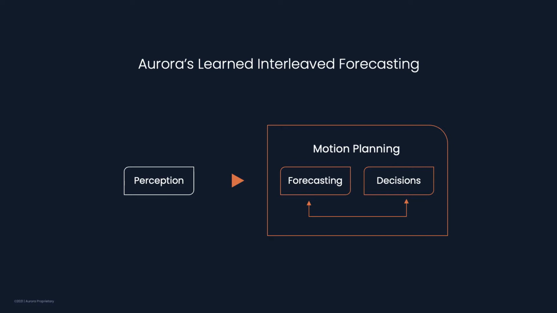At Aurora, we've built our system from the ground up to reason about all of these interactions. Instead of the traditional cascaded approach, where the AV plans its movement after forecasting the movement of other actors, we take an interleaved approach to forecasting, which allows the Aurora Driver to reason explicitly about its decisions in context of how other actors will respond.